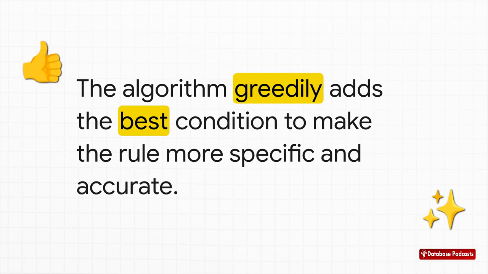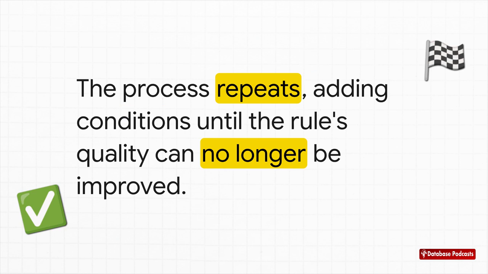So, for example, it might figure out that the train has a short car is a really good predictor. So bam, it adds that to our rule. And then, it just does it again. It asks, okay, is there another condition that could make this rule even better? Maybe adding, and the train has a closed car makes it even more accurate. The algorithm just keeps tacking on conditions until adding more doesn't help anymore. And at that point, that specific rule is done, at least for this round.